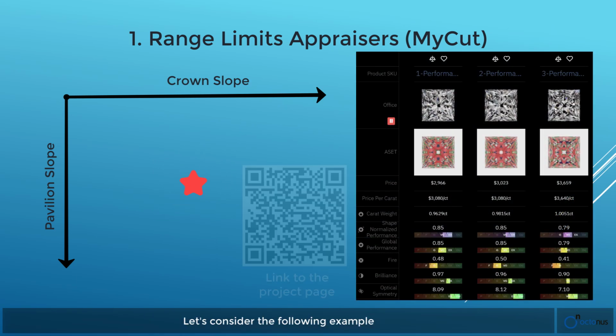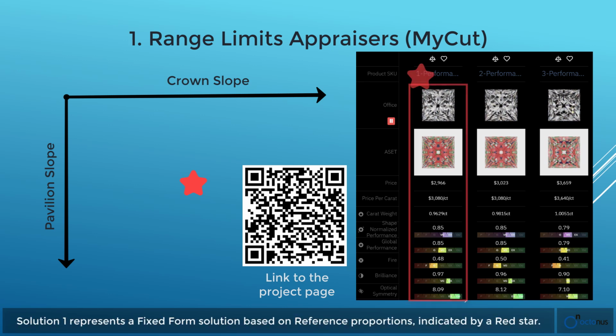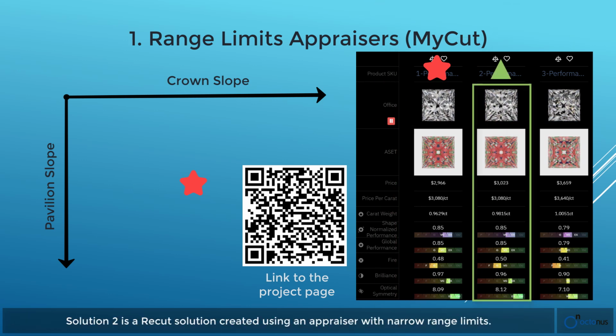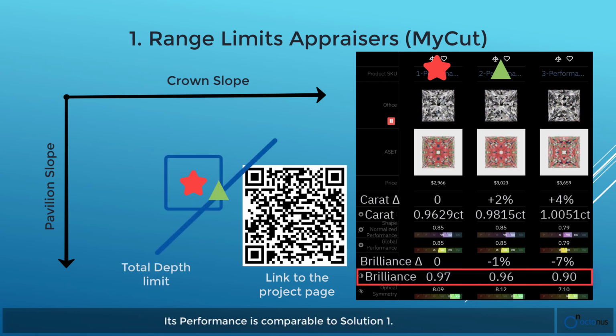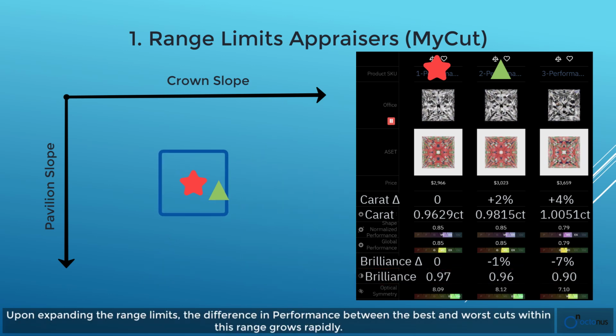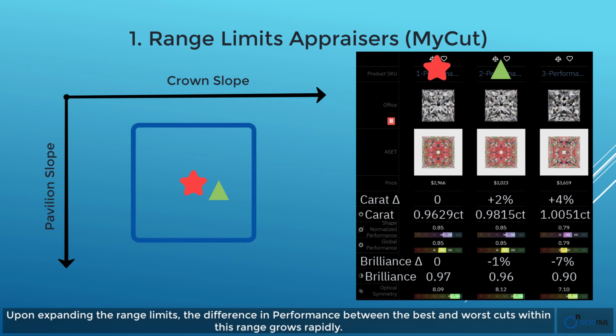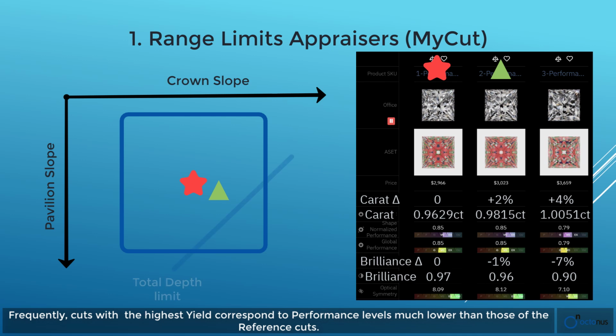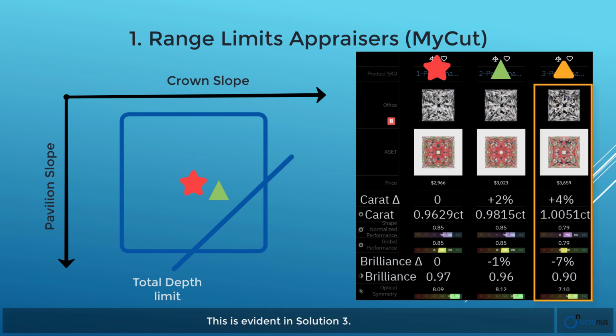Let's consider the following example. Solution 1 represents a fixed-form solution based on reference proportions, indicated by a red star. Solution 2 is a recut solution created using an appraiser with narrow range limits. Its performance is comparable to Solution 1. Upon expanding the range limits, the difference in performance between the best and worst cuts within this range grows rapidly. Frequently, cuts with the highest yield correspond to performance levels much lower than those of the reference cuts. This is evident in Solution 3.